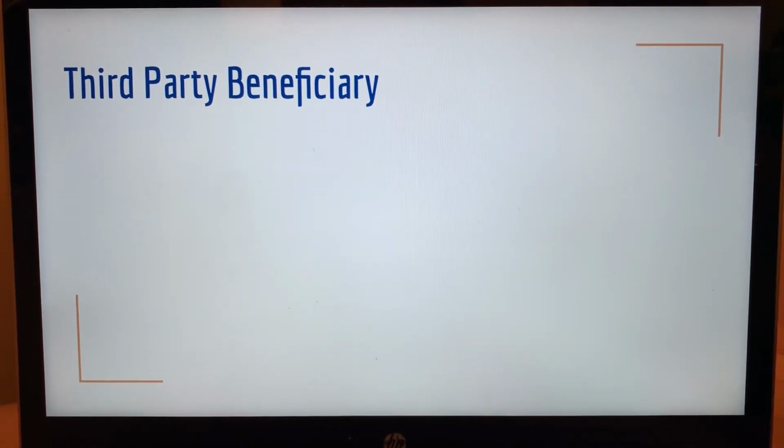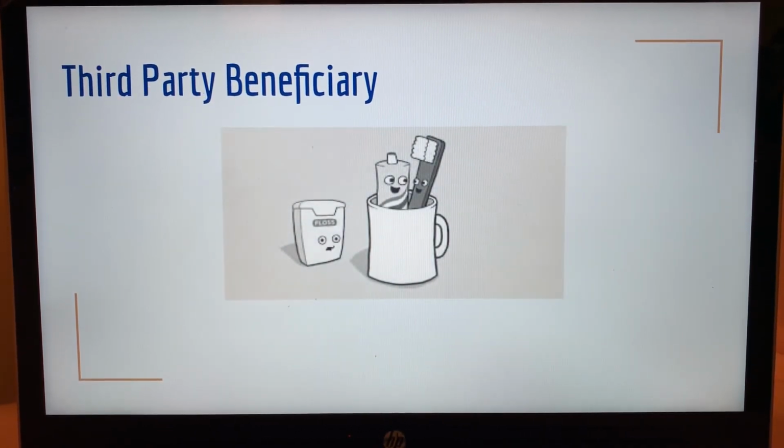Third-party beneficiary. This is when both parties agree with one another that the contract should benefit the third party. This also makes the beneficiary have legal rights, now making them able to sue each other.